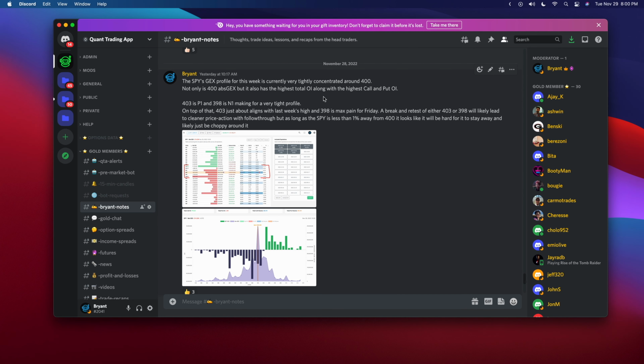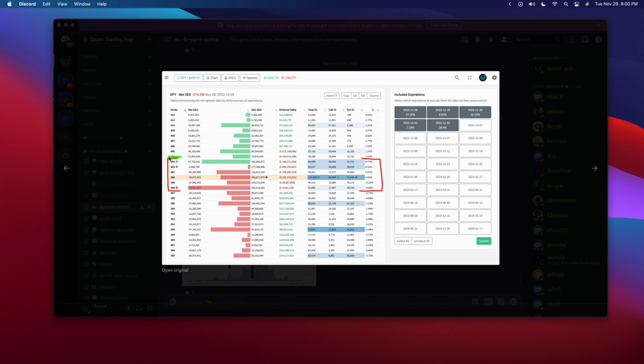So I'm just going to speak out what I've written here, just for myself also, I don't even remember when I typed this out. As I said, I'm just doing this video on the fly. The SPY's GEX profile for this week is currently very tightly concentrated around 400. Not only is 400 absolute GEX, but it's also the highest open interest along with the highest call and put open interest, as we just looked at. So 403 is P1, the highest positive gamma strike, and 398 is N1, making it a very tight profile. That's just reiterating what we just looked at.